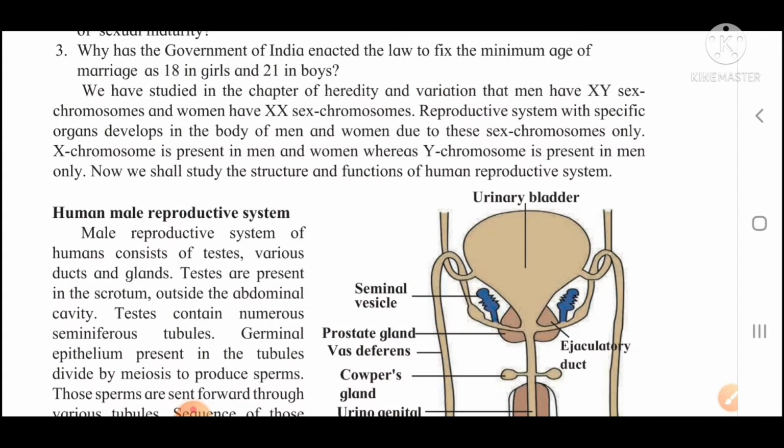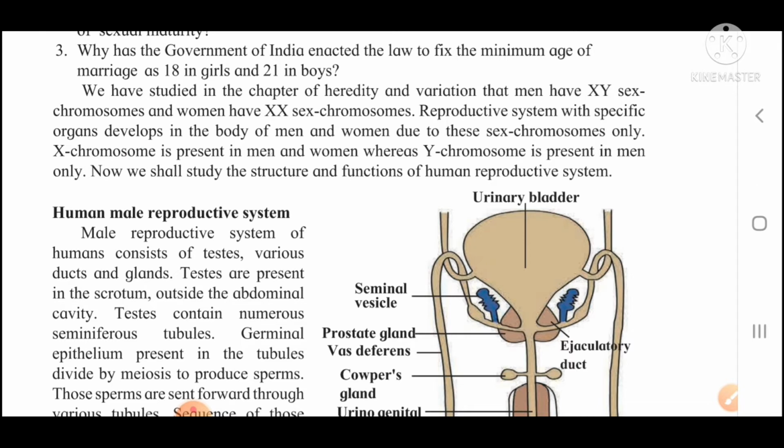That is, XX chromosomes are there in the woman, female, and XY chromosomes are present in the male. When reproduction takes place, these are responsible for whether the child will be a boy or a girl. This chromosome decides. The reproductive system with the specific organs develops in the body of men and women due to the sex chromosomes only.